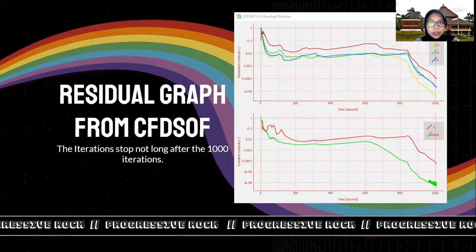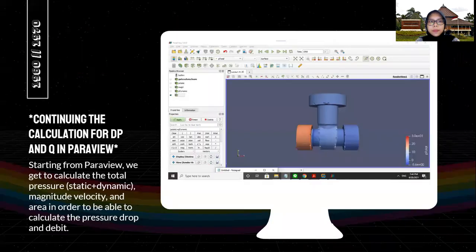And then after doing the simulation, we will get the graphs, and here are the graphs. The first graph is momentum residuals by time, and the second graph is turbulent residuals by time. And it turns out that the iteration stopped not long after the 1000 iterations. And then after doing the simulations in CFD software, we're continuing the calculation for pressure drop and debit in ParaView.